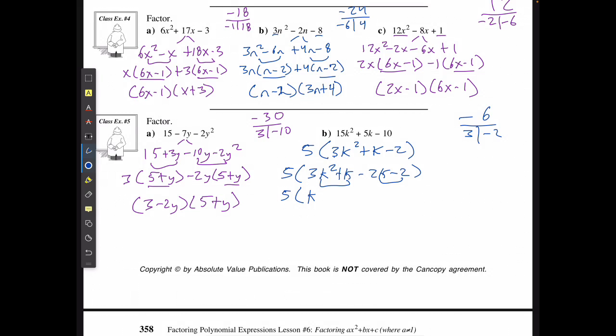And I have k and 3k, I'm going to pull out 3k, and I'm left with k plus 1, and negative 2, and I'm left with k plus 1. So it's going to be 5, what's inside the brackets, k plus 1, and what's outside the brackets here, 3k minus 2.